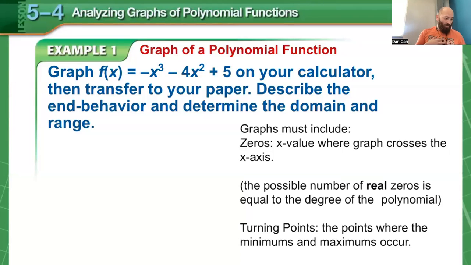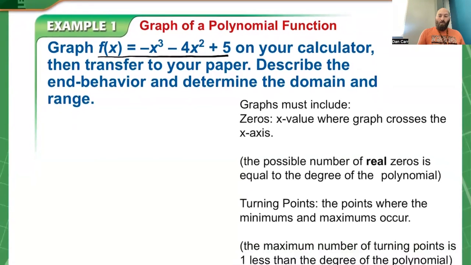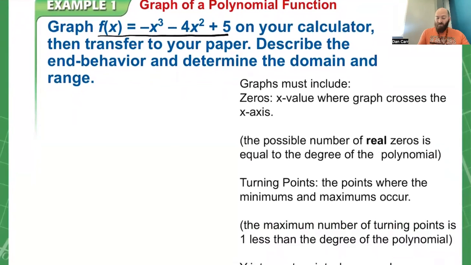Today we're going to be talking about 5.4, analyzing graphs of polynomial functions. Okay, so we're going to look at the graph of f of x equals negative x to the third minus 4x squared plus 5. The goal is to put it in a calculator, and then we're going to try to transfer that onto paper. And then after that, we can describe our end behavior and domain and range. This is the bare minimum of what we want for graphs.